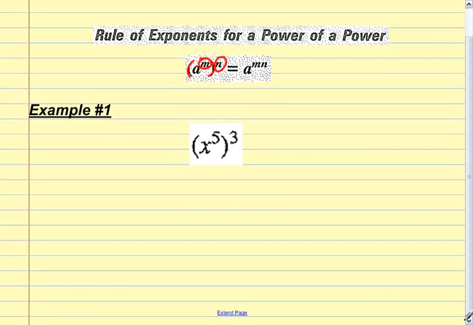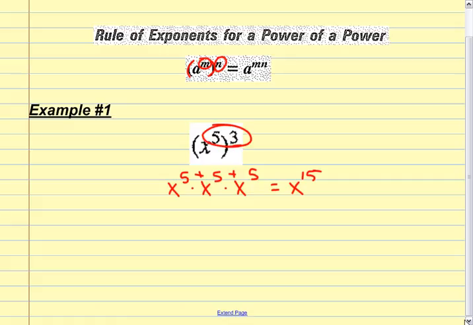Okay? Now, example number 1 says x to the 5th cubed. This cubed means take the stuff inside and multiply it by itself 3 times. Okay? Bella, would you know what to do with this? If I have the same base, I keep the base, and what do I do with the exponents? I add them. So 5 plus 5 plus 5, 15. Okay? Now, a simpler way to do this, rather than repeated addition, we multiply. Okay? Multiplication is repeated addition.